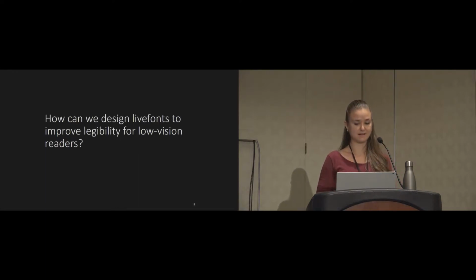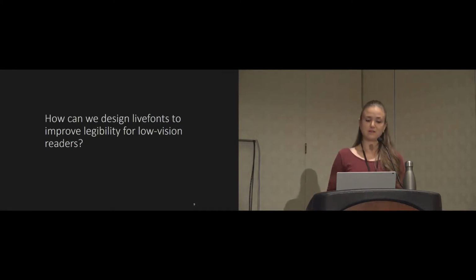Okay, great. So we have this idea of redesigning letter forms and using animation to differentiate them, but how to do this is not clear. The design space is virtually unlimited when we move to screens. So we reached this question: how can we design Livefonts to improve legibility for low vision readers? We'd like to do this in a principled way.